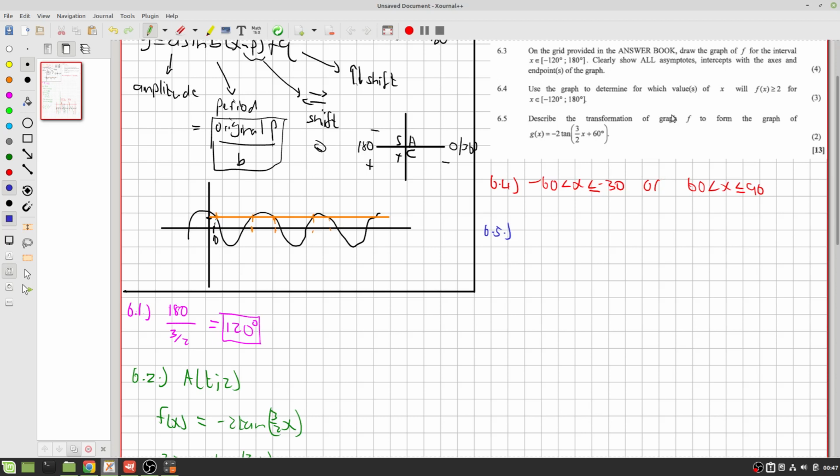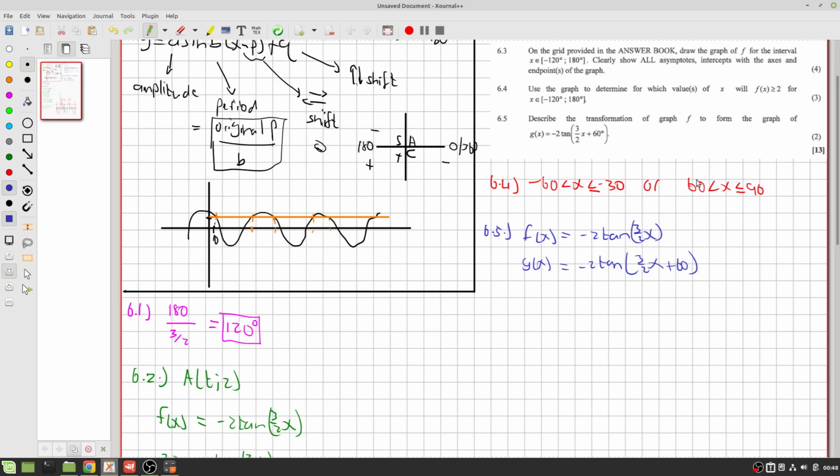Now question 6.5 to finish up question 6. Describe the transformation of the graph of f to form the graph of g of x. Okay, so let's just write on f of x first. F of x again was negative 2 tan 3 over 2 x. Okay, now g of x equals negative 2 tan, and then we've got 3 over 2 x plus 60.